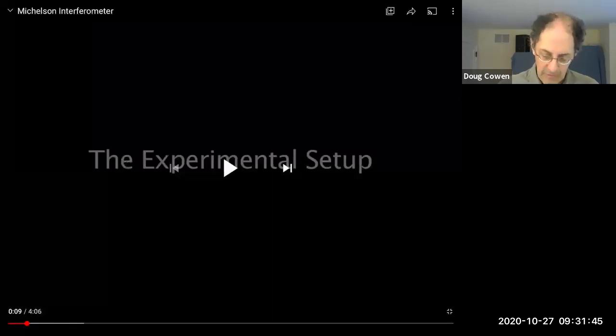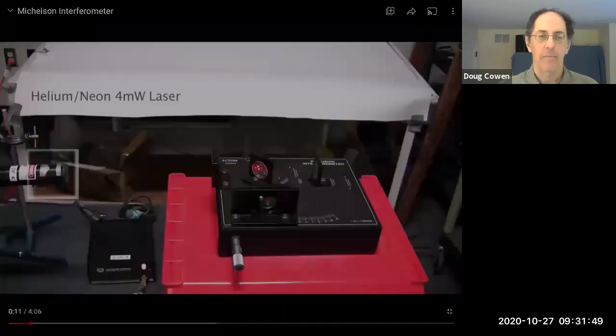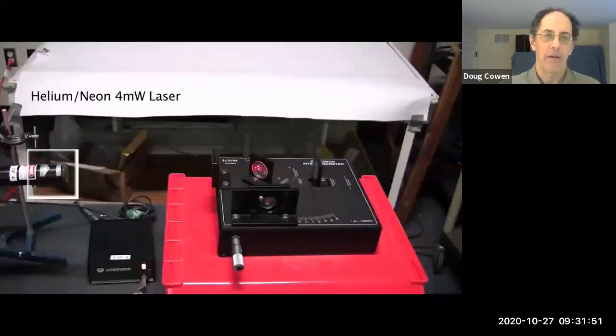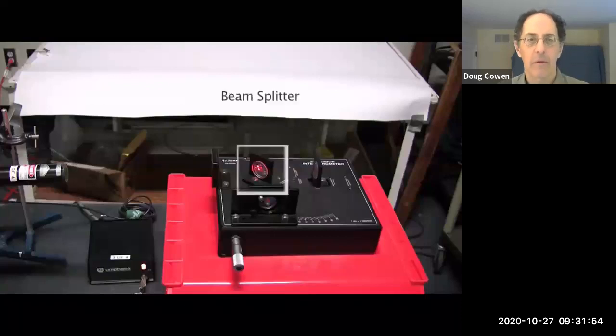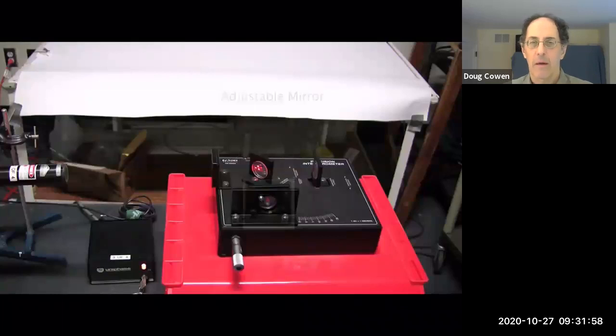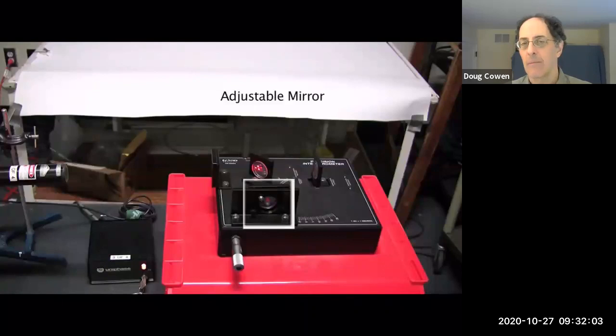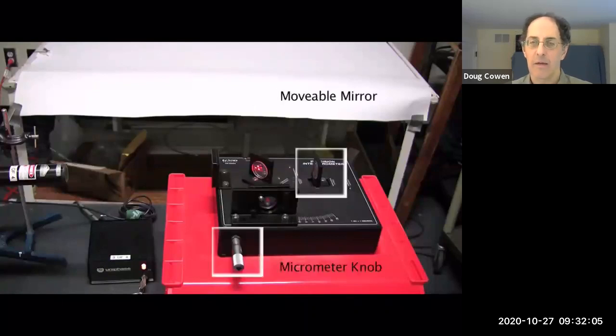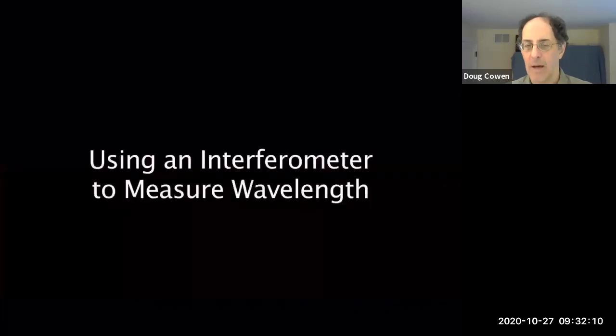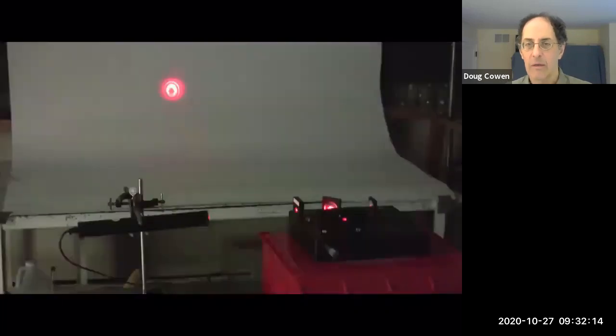So this was done at MIT, and they have the following experimental setup. At the left there is a red laser, and that shines into the beam splitter. And the light then splits up, and some of it goes to this adjustable mirror, the shiny part of which is on the other side. And then a movable mirror that can be changed by moving that micrometer knob. And then the light is sent off to a screen that's basically behind what we were just looking at.